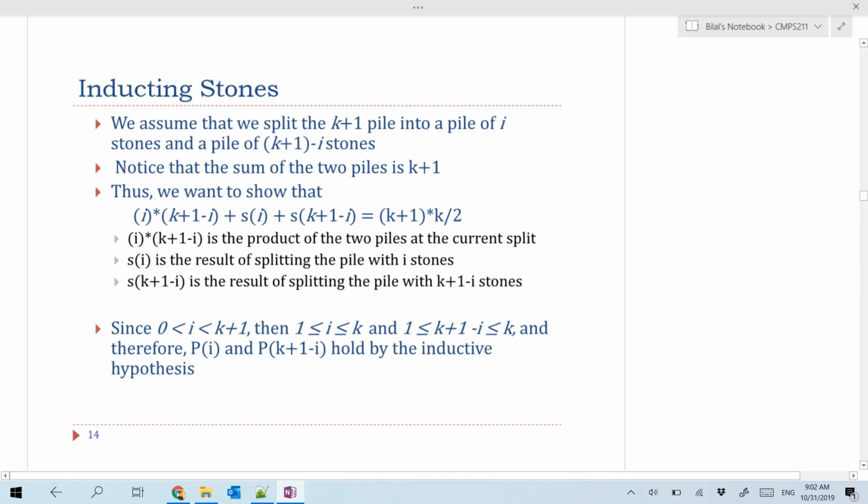So this is the product of the two piles at the current split. S of I is the result of splitting the pile with I stones, and S of k plus 1 minus I is the result of splitting the pile with k plus 1 minus I stones. Since I is less than k plus 1, it means it's less than or equal to k, okay? And k plus 1 minus I is also the same. So we have the property for I and the property for k plus 1 minus I, okay? Let's see how this helps us in proving the original property.